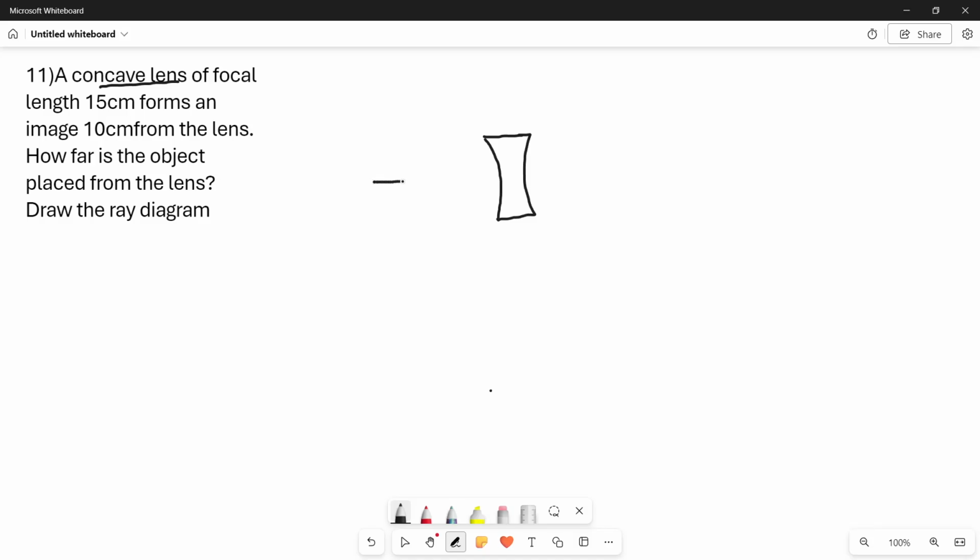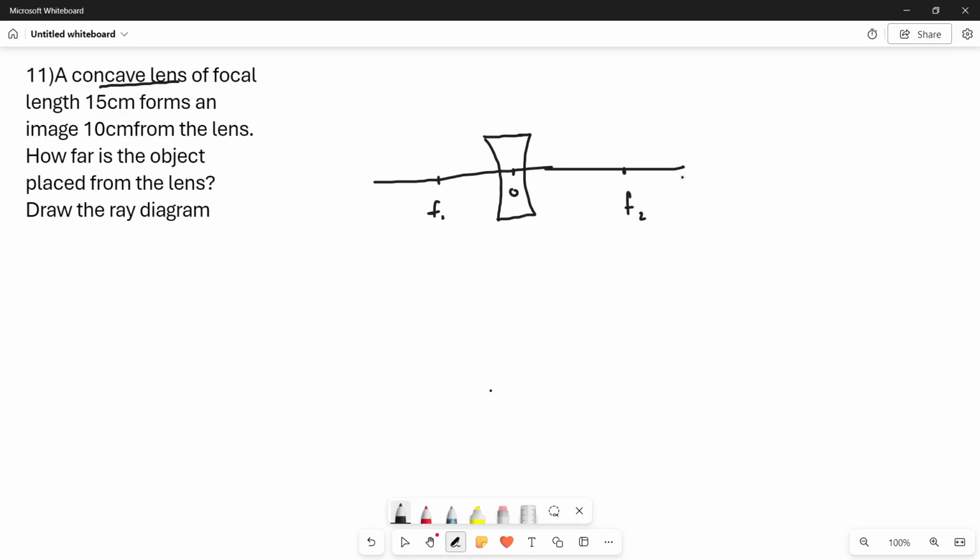and you have a principal axis. You have an optical center. And a quick reminder here is, both in the case of your concave and convex lens, you have two focal points. It is because both the lenses are formed by a combination of two lenses. All right. So you have two focal points in both your concave and convex lens.